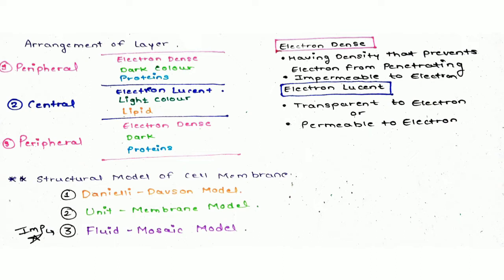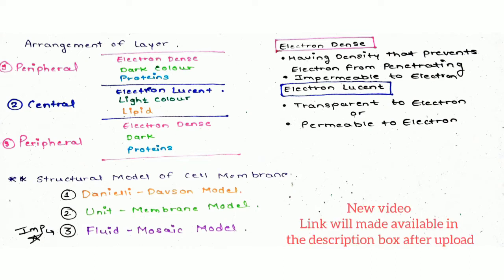The second was the unit membrane model by Robertson, and the third was the fluid mosaic model by Singer and Nicolson. It is the important model and the most acceptable model till now. So I will cover this in the next video. The link will be made available in the description box.